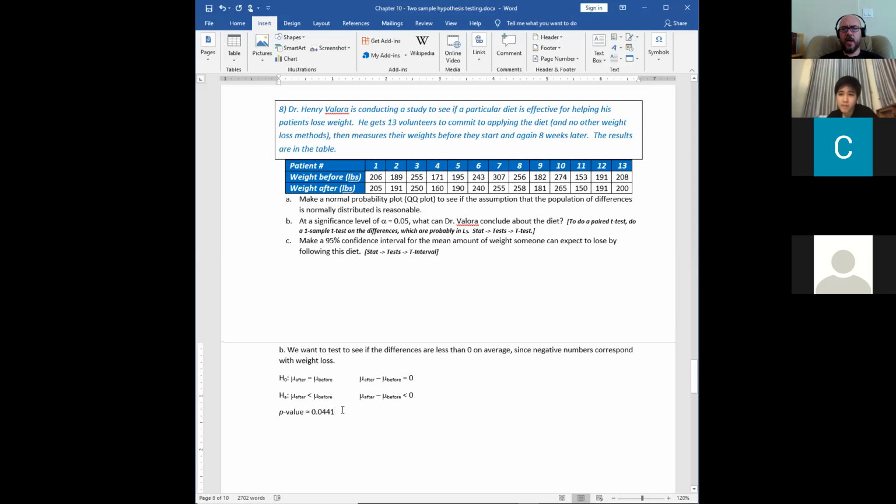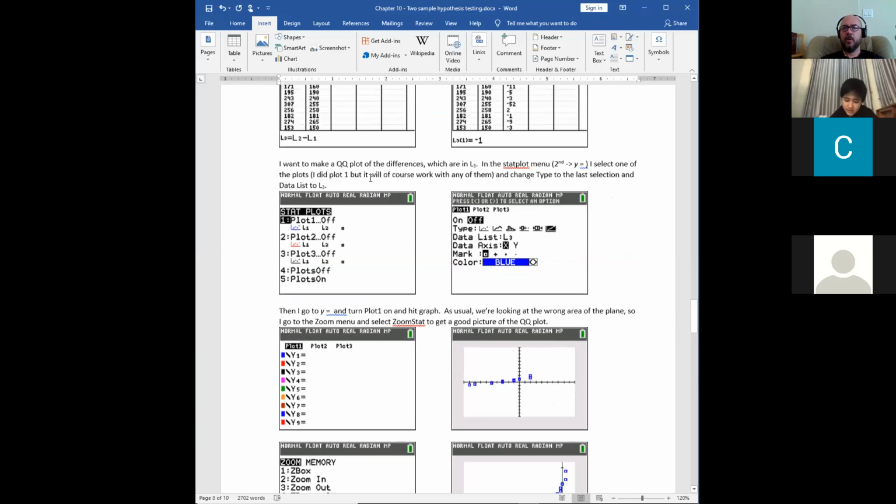The other thing that we did in this particular one was notice that we did a t-test with only a sample size of only 13. Right, which is pretty small. And so we really need to either have a normal population or a large enough sample size, and we don't have the large enough sample size. So we want to check to see if the population is normally distributed. Right, and that's the QQ plot.